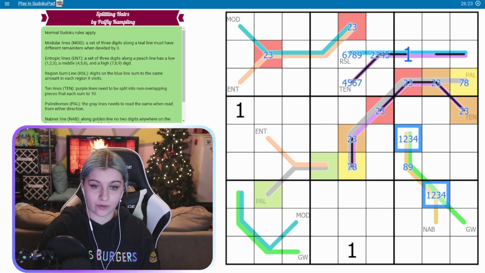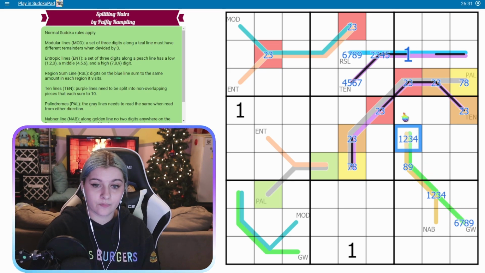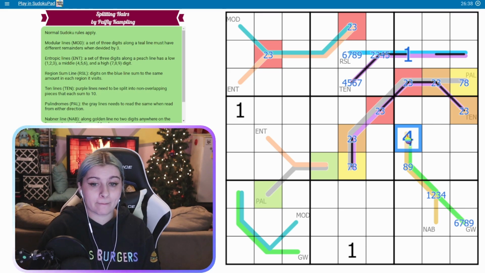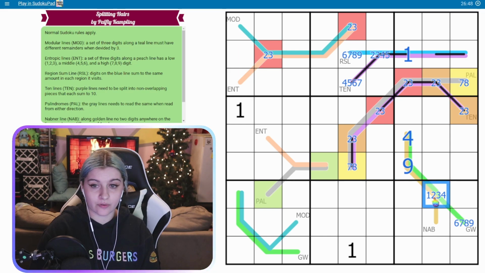a 1, 2, 3, 4. Lots of cleanup there. And this is an 8, 9, so this is going to be a 6, 7, 8, 9. Perfect. This cannot be a 1 or a 2, 3. It sees red and orange, so this is going to be a 4 specifically. For the German whisper, next to a 4, this is going to have to be a 9. Next to a 9, I could use a 1, 2, 3, or 4.